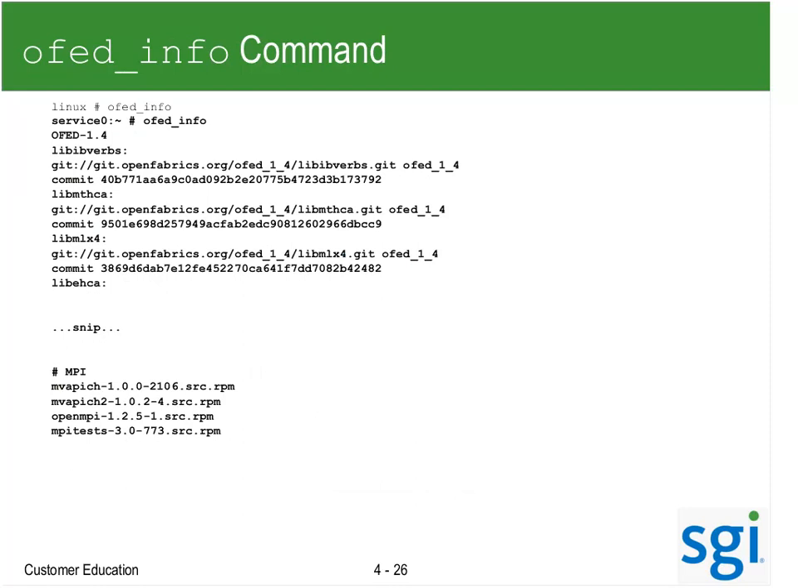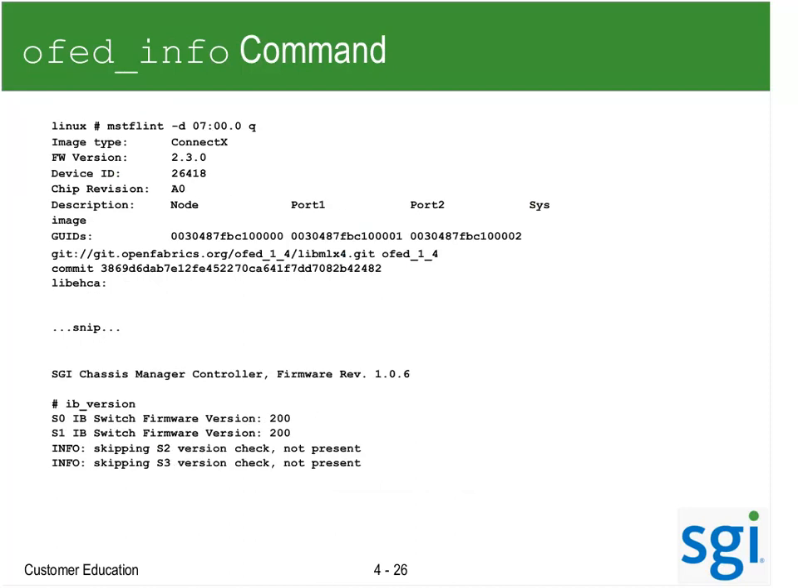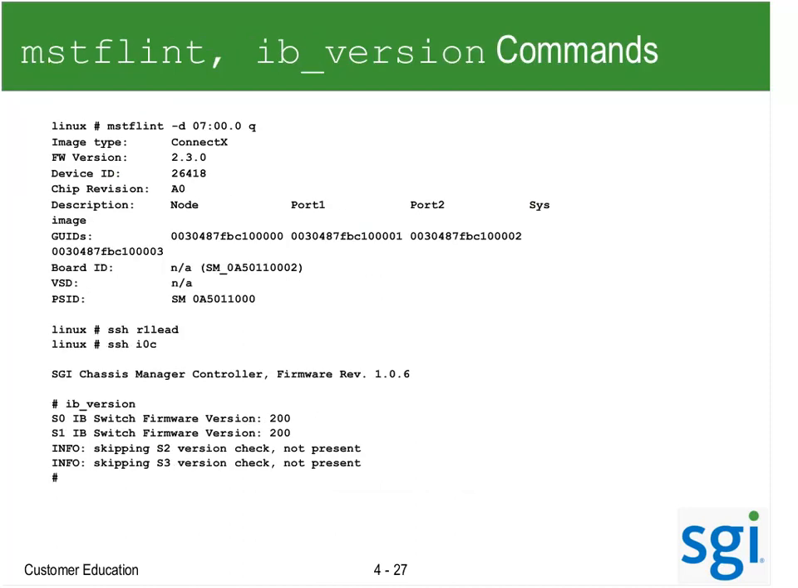There's a command OFED_info to tell you about the version levels that you're running. There's an MST Flint, give some diagnostics, and also IB version. So here I SSH'd R1 lead, and then I SSH'd to the IRU's CMC. Now earlier I came in through the serial port. This is coming in through the Ethernet. And then when I'm on the CMC, I can do IB_version and get version information. But that's not needed anymore. There is a firmware rev script that will get everything for you.